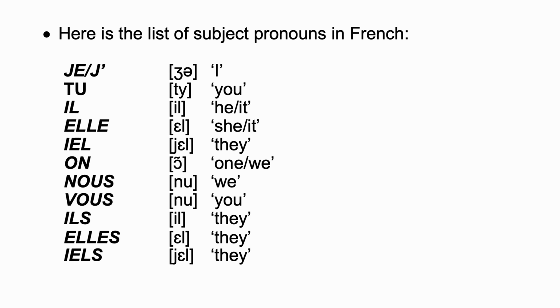Here is the list of subject pronouns in French: je, tu, il, elle, on, nous, vous, ils, elles. We're now going to go over them one by one.